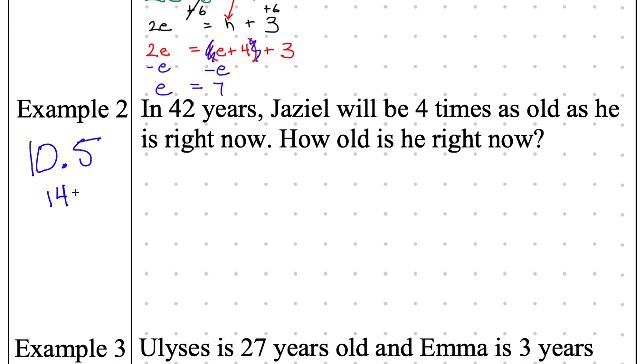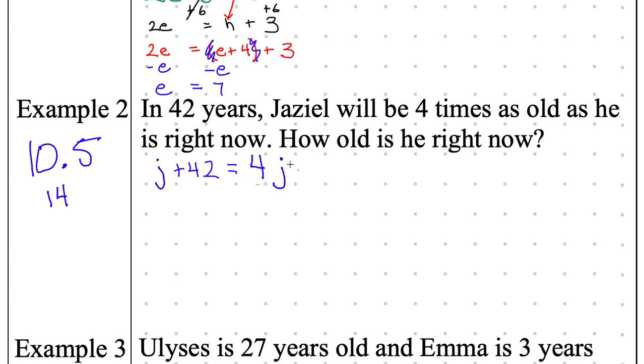Wyatt? I think I might have an equation. All right, let's see it. Using the variable j for Haziel, j is representing Haziel's age right now. And j plus 42 is equal to j times 4, because in 42 years he'll be 4 times as old as he is right now. I'm going to write that as 4j.